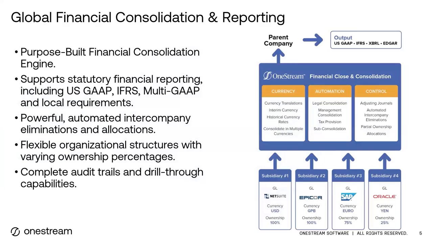And OneStream's platform includes best-in-class financial consolidations and reporting, and this has been validated by industry analysts like Gartner and others. We support virtually all statutory reporting needs, including US GAAP, IFRS, and multi-GAAP and local requirements. To provide that ability, OneStream has capabilities to handle very sophisticated requirements at the largest and most complex organizations in the world that require intercompany eliminations, flexible ownership structures, allocations, and all with a complete audit trail and drill through capability that provides users with insights into every single number within their reports and analysis.